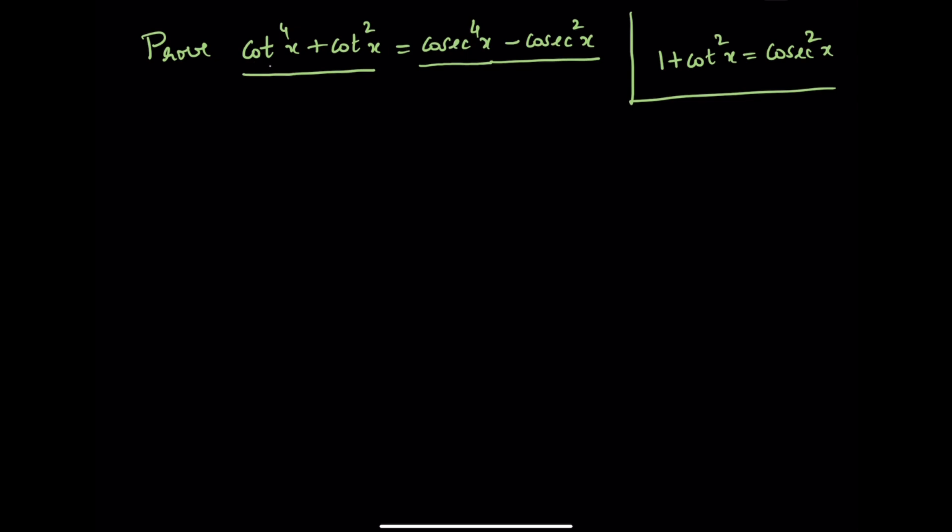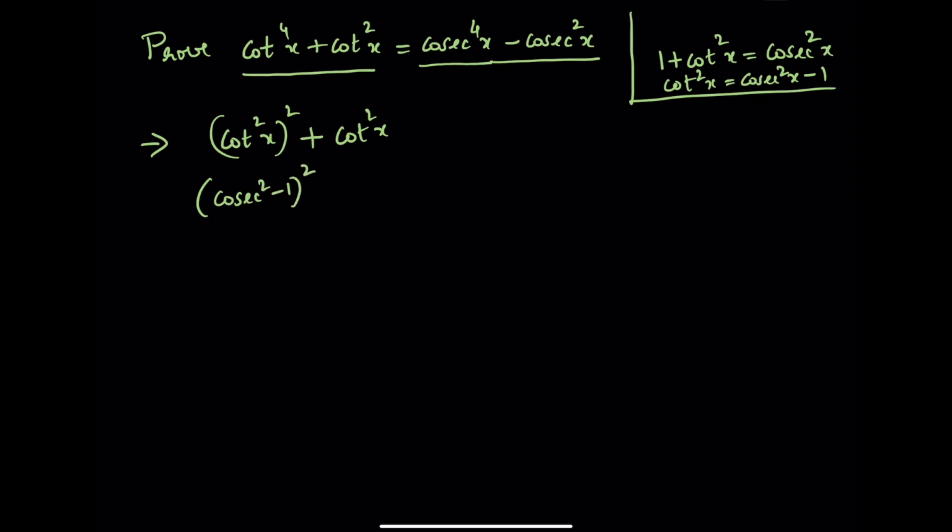Now, if you want to convert the left hand side to (cot square x) the whole square plus cot square x, what can cot square x be written as? So cot square x is equal to cosecant square x minus 1. So let's substitute these values. So this will be (cosecant square x minus 1) the whole square plus (cosecant square x minus 1). This is the second value. Now let's apply the a minus b the whole square formula.